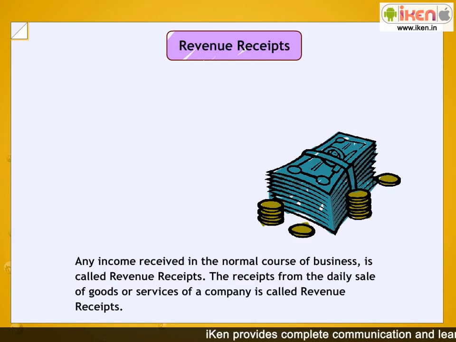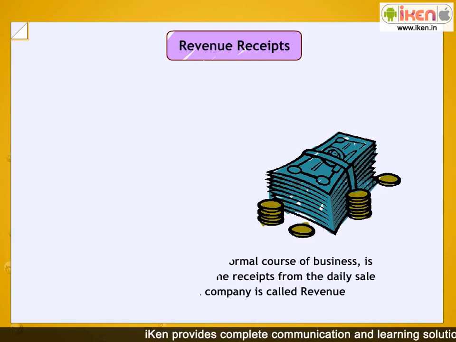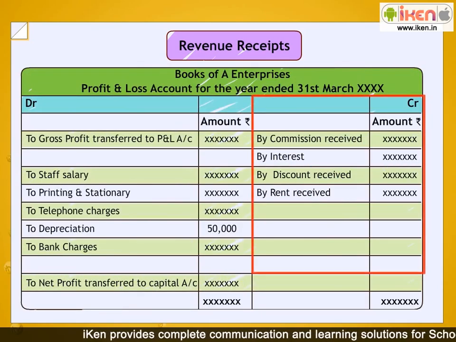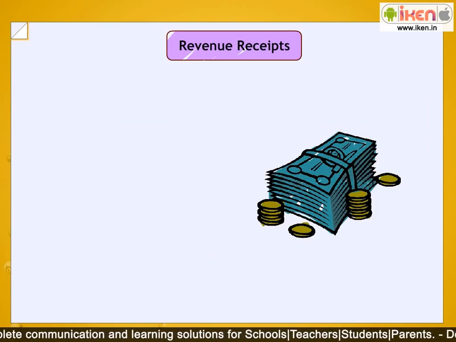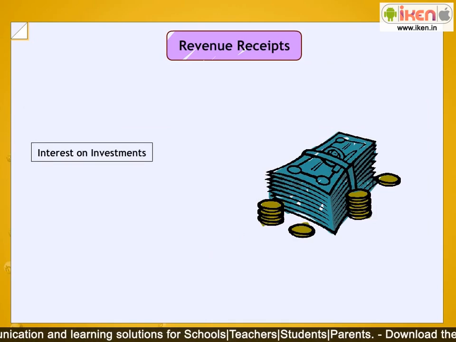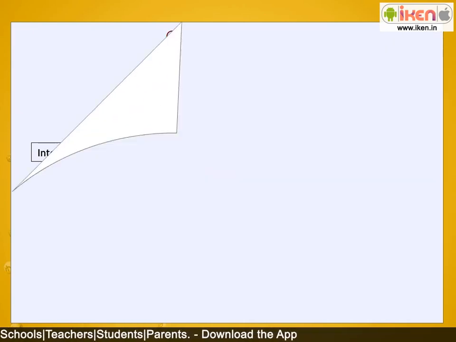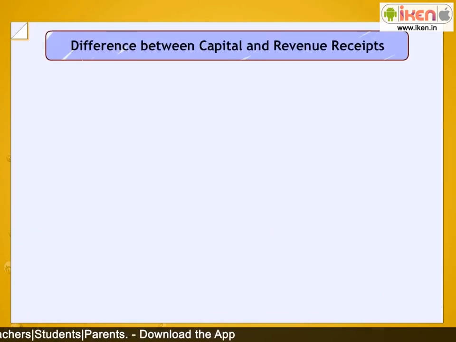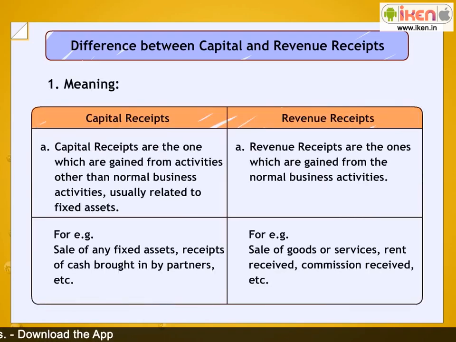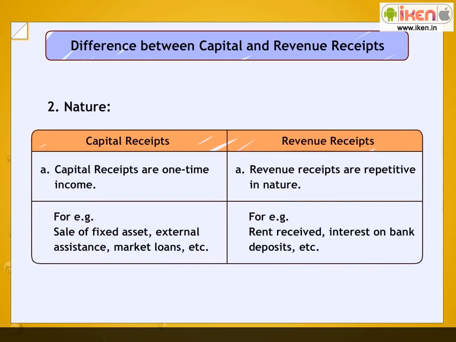These are usually repetitive in nature. They are recorded on the credit side of the profit and loss account. Some examples are interest on investments, brokerage received, sales, etc. Let us look at the differences between capital and revenue receipts. 1. Meaning. 2. Nature.